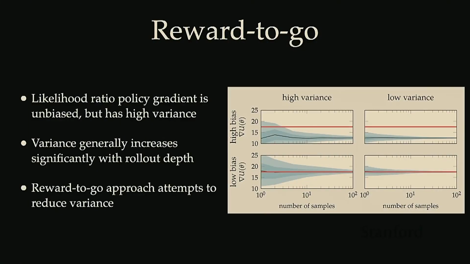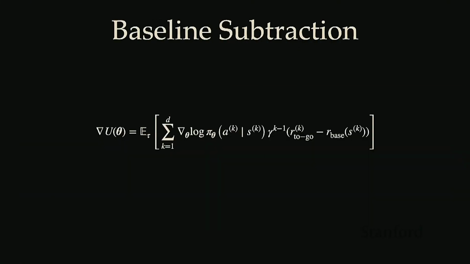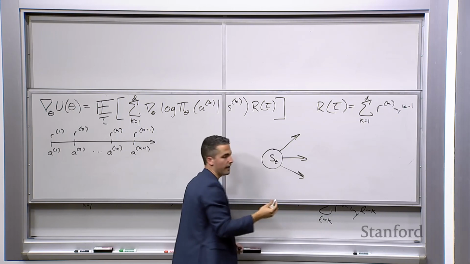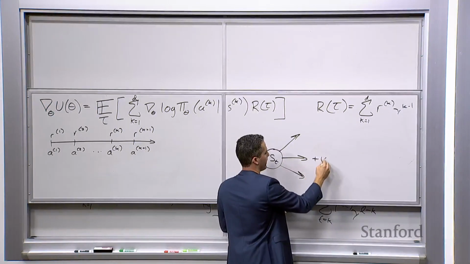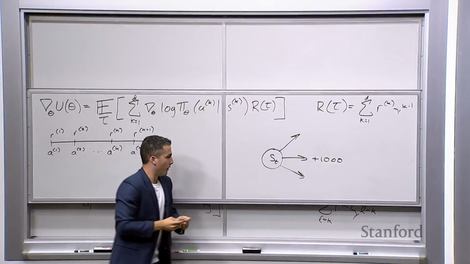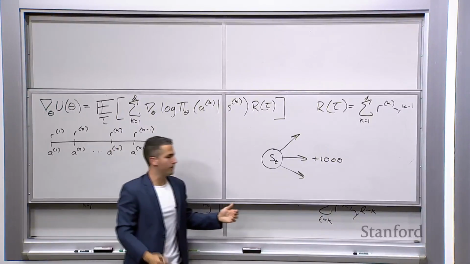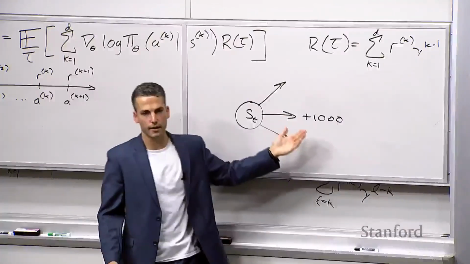One other thing we can do now to decrease this variance is what's called baseline subtraction. In baseline subtraction, we start from the reward-to-go expression and subtract some baseline off of that. The reason we do this: imagine you're in some state with three possible actions, and each of those actions gives you plus 1,000 reward. When you first see this, you might think, awesome, this is a great state to be in. No matter what I do, I'm getting plus 1,000 reward.